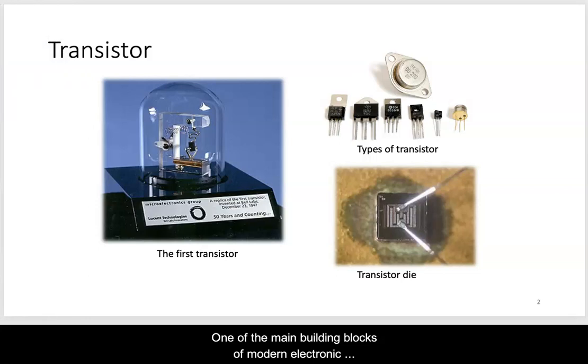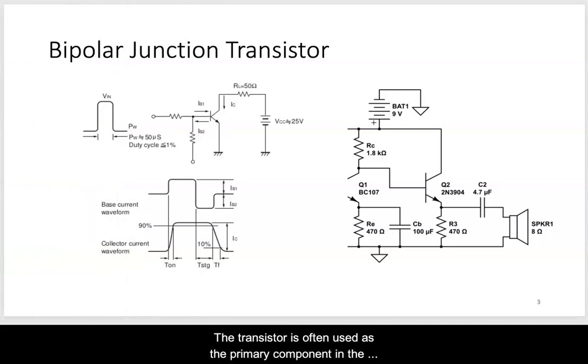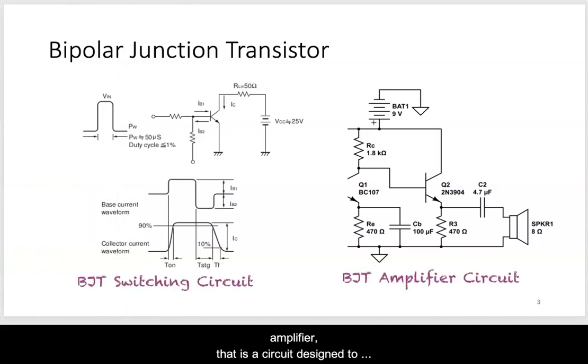One of the main building blocks of modern electronic circuitry is the transistor. It is a three-terminal device of which its output current, voltage and power are controlled by its input. The transistor is often used as a primary component in the amplifier, that is a circuit designed to increase the strength of an input signal. It is also used in digital switching application, particularly high-speed switch that control between two operating states, open and close, at a rate of several billion times per second.